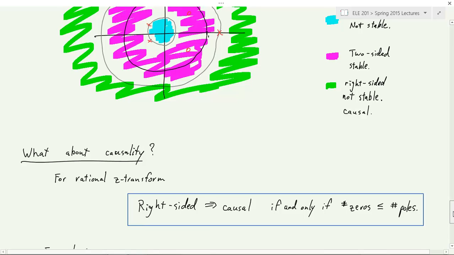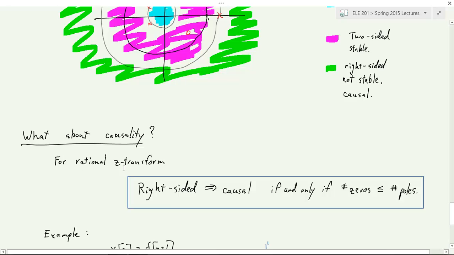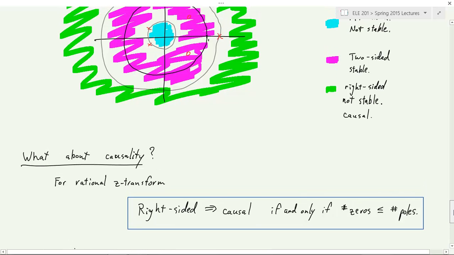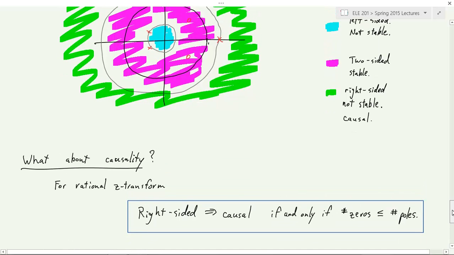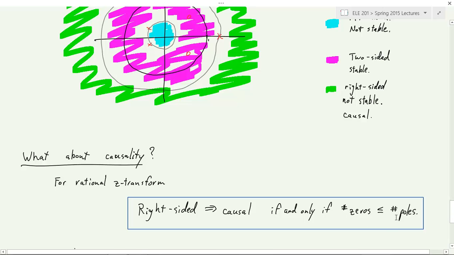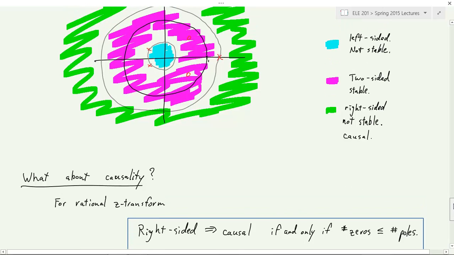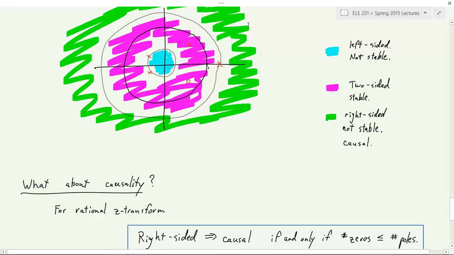Let's look at the Z transform here, and let's assume we have a rational Z transform. So this property only holds for rational Z transforms. Then we have that right-sided does imply causal if and only if the number of zeros is less than the number of poles. So that's interesting because that's something we don't have in the Laplace transform. We actually have to go count poles and zeros. And I don't mean poles and zeros that are in the region of convergence. Here it has nothing to do with the region of convergence. Just look at all the poles and zeros.